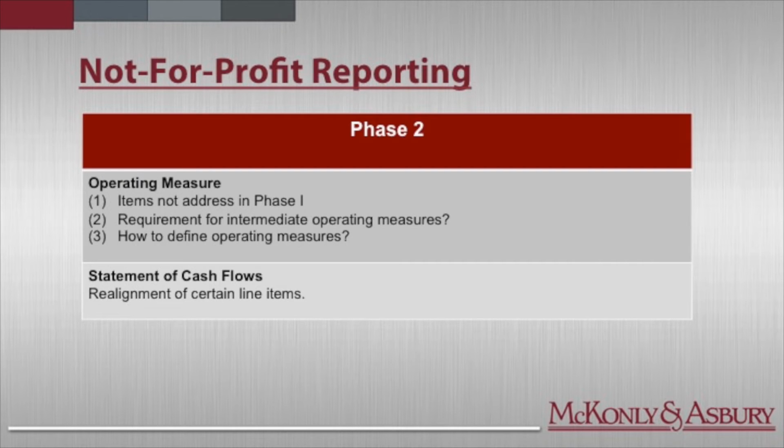They also want to look at certain categorizations of the statement of cash flows and how to realign some of those items and where they should go. In the original standard, in the original exposure draft, they were saying that fixed assets and purchasing of them in a nonprofit could potentially be operating cash flow activities, whereas now they said, wait, we're going to put that on hold and move it to phase two and take a harder look at that.